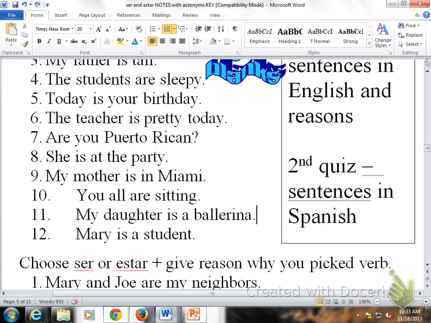My daughter is a ballerina. Would be characteristic, so which verb? Could also be occupation. Either way, characteristic or occupation are both reasons for what verb? Said. So as long as you've got the right verb, you're good. You don't have to technically give me the exact reason. And last one for this one, Mary is a student. Right, occupation. You could do characteristic too, or description. Both are reasons for said, so it would be is if we were actually translating it.